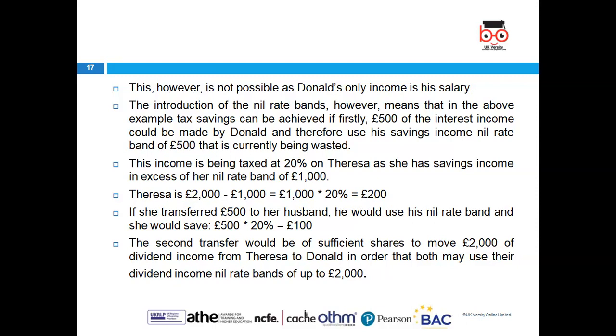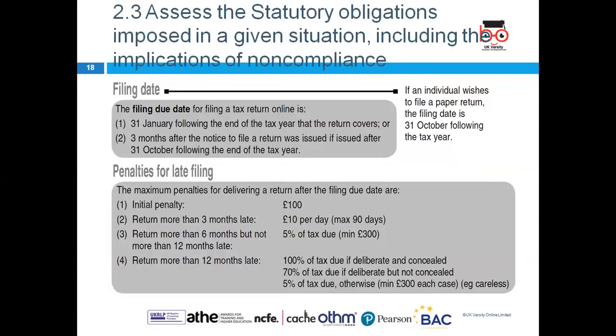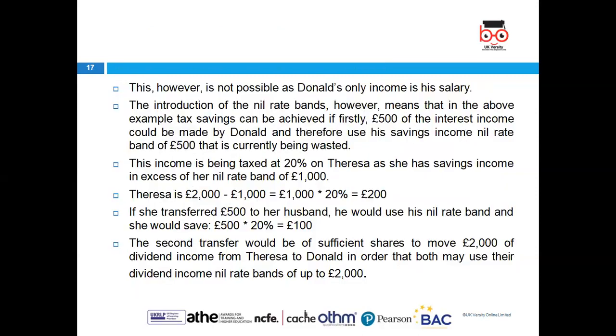The second transfer would be a sufficient share to move 2,000 of dividend income from Teresa to Donald, in order that both may use their dividend nil rate band up to 2,000. Yes, so up to 2,000 of dividend income can be at the nil rate. Okay, so this way we can look at the tax planning and give advice to the client. You are already well aware of this, because we're working in accounts and doing some tax elements.